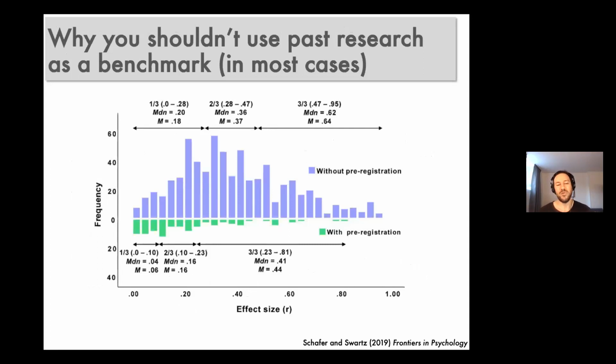This is a plot which compares a number of studies within the same research area. The top side, the purple side, are the studies without pre-registration. And the bottom side are the studies with pre-registration, in which the authors pre-registered their hypotheses and their research designs. The effect sizes for the studies with pre-registration were much smaller than the studies without. This isn't a surprise, but this is a great visualization and demonstration of how these studies with pre-registration effect sizes are smaller, and how without pre-registration, the effect sizes are much, much larger.